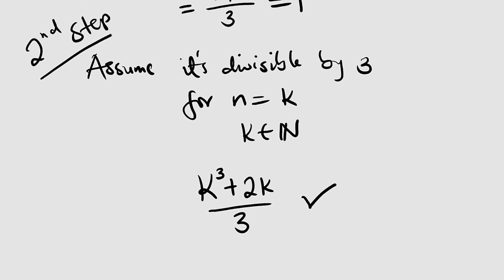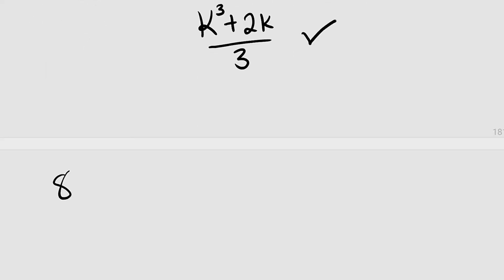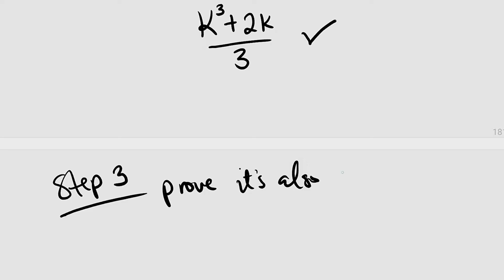What does that mean? If k is a certain number, for instance 2, and 2 satisfied, we assume 3 also satisfied. And that will be 2 plus 1, meaning k plus 1. So let's assume that k plus 1 will also satisfy this problem. So step 3. We want to prove that it is also true for k plus 1. So instead of k, we replace k with k plus 1.